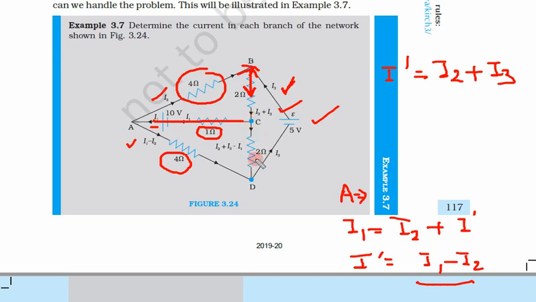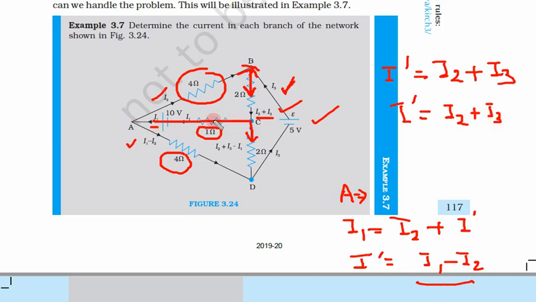Now the last branch, what would be the current here? If you see this I2 plus I3 current at this junction point, it is divided into two parts, one going here, another one going here. So current entering the junction must be equal to current leaving the junction. So if you say this current is I dash, what would this I dash be? It is equal to I2 plus I3.